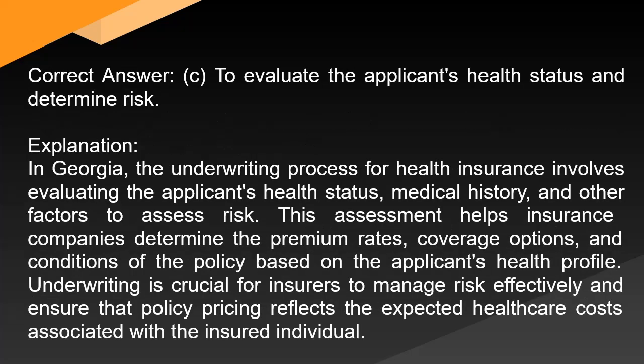Correct answer. C. To evaluate the applicant's health status and determine risk. Explanation. In Georgia, the underwriting process for health insurance involves evaluating the applicant's health status, medical history, and other factors to assess risk. This assessment helps insurance companies determine the premium rates, coverage options, and conditions of the policy based on the applicant's health profile. Underwriting is crucial for insurers to manage risk effectively and ensure that policy pricing reflects the expected healthcare costs associated with the insured individual.